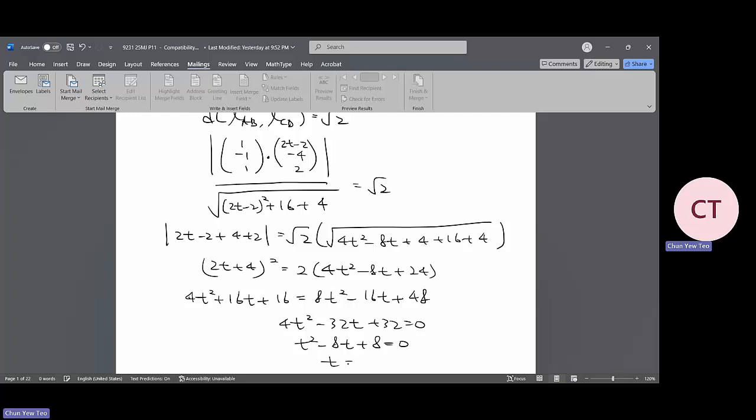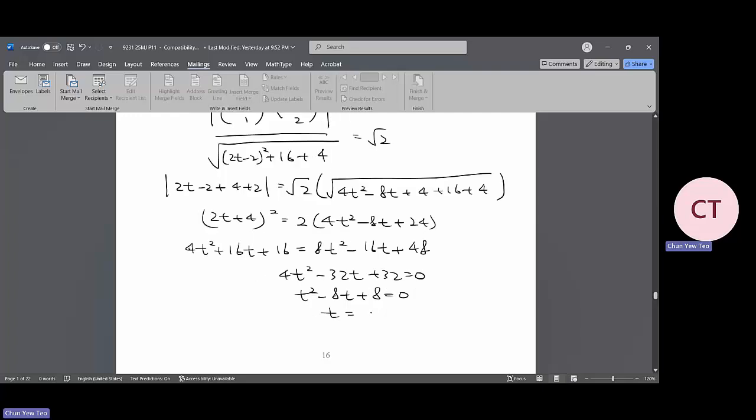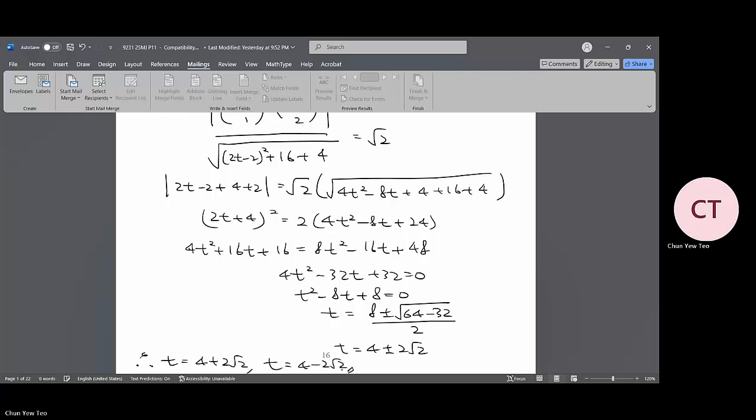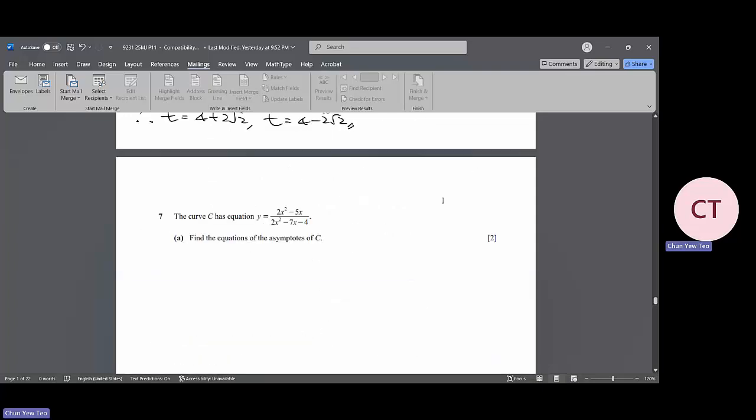Then you can find t using the quadratic formula. It will be negative b plus or minus the square root of b squared minus 4ac, divided by 2a. So t will be equal to 4 plus or minus 2 root 2. Okay, that will be your t. Therefore, t is equal to 4 plus 2 root 2, and t is equal to 4 minus 2 root 2. So these are the two values of t that we can find. And moving on, we have question number 7.